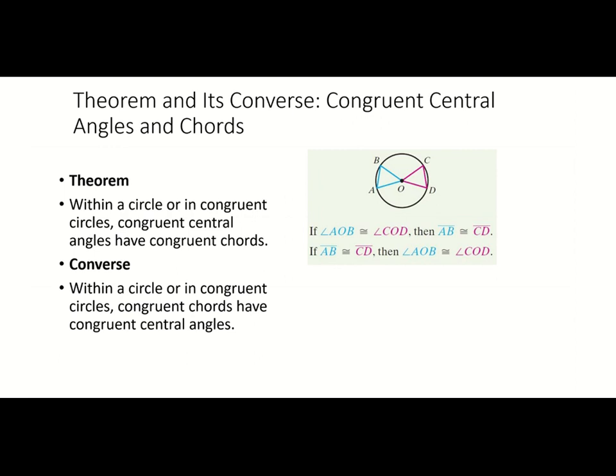Next, we have the congruent central angles in chords, and this says that within a circle or in congruent circles, so again, if you have two that are exactly the same, congruent central angles have congruent chords. So in this case, right here, the central angles would be the same, but also the chord connecting the endpoints of that angle. So chord BA or chord CD would be congruent as well, because the angles are the same.